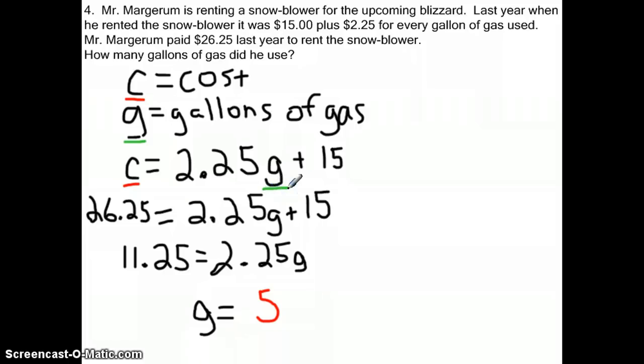And if you think about this, this makes sense, because no matter what, we have to pay $15. So here's my $15, and it's $2.25 for every gallon of gas. So I take that $2.25, multiply it by the gallons of gas I'm going to use, and then I got to add on my 15 because no matter what, I'm paying that $15.